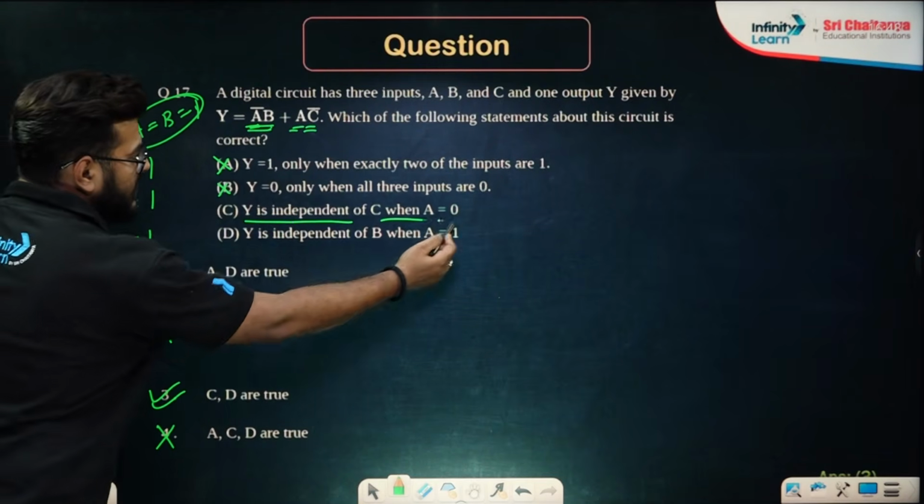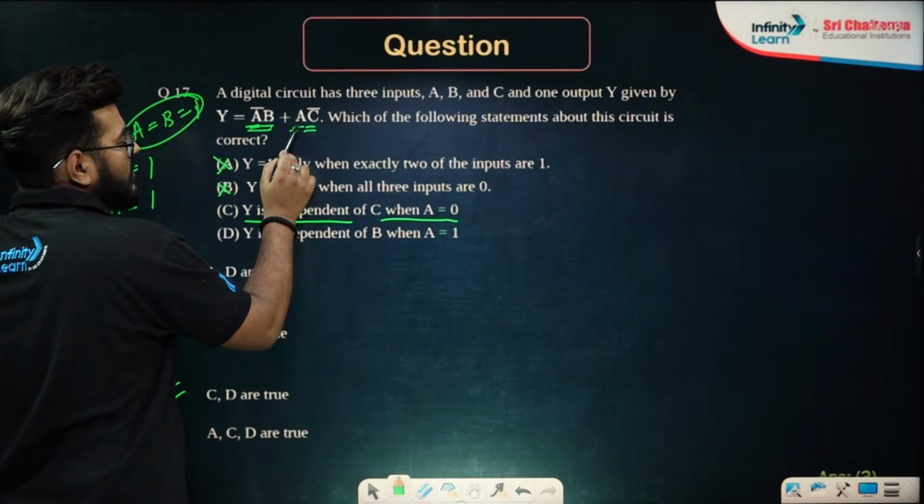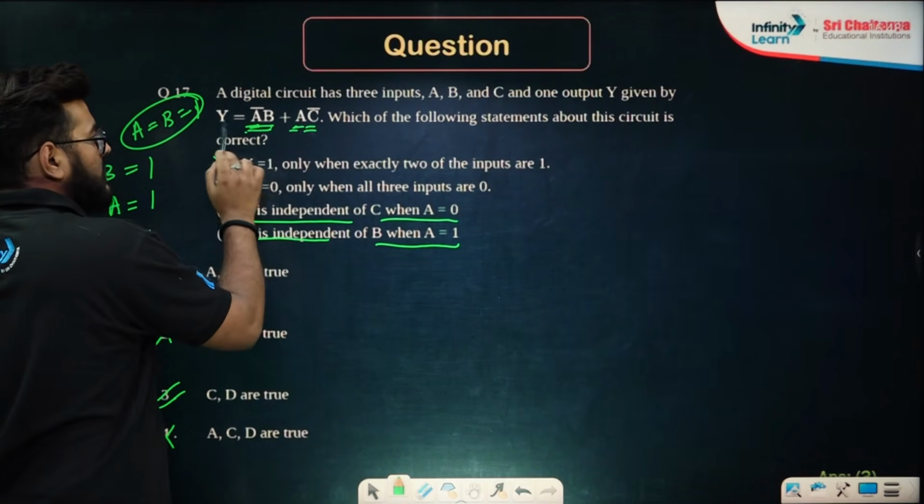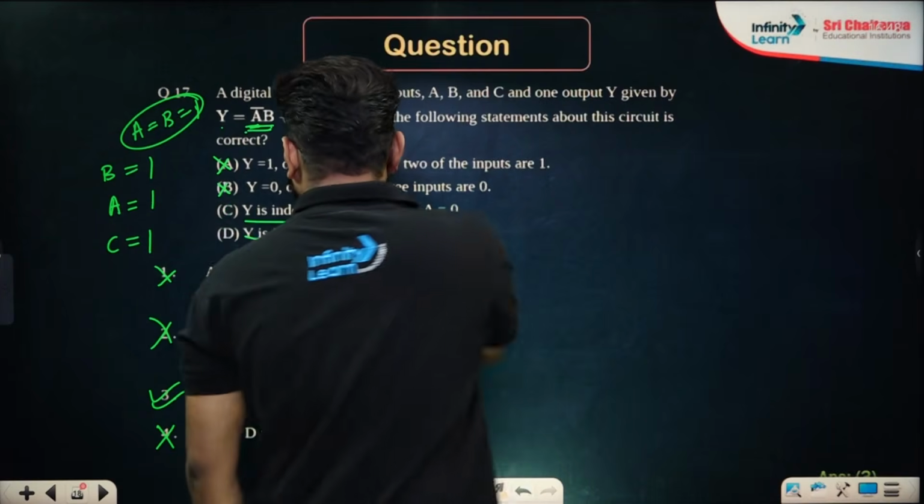Y is independent of C when A is 0. Absolutely correct. You consider A as 0, so this term will be cancelled. When A is 1, B is independent. It only depends on C. So C and D are the right answers.